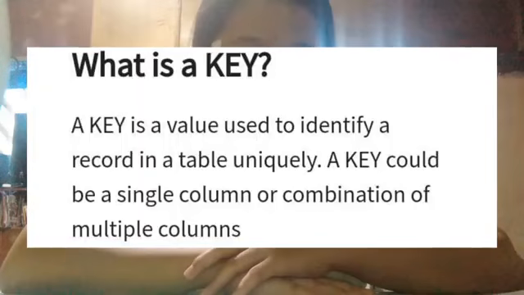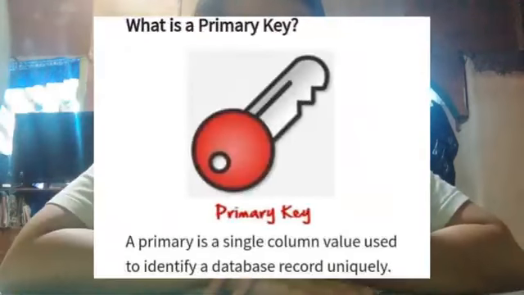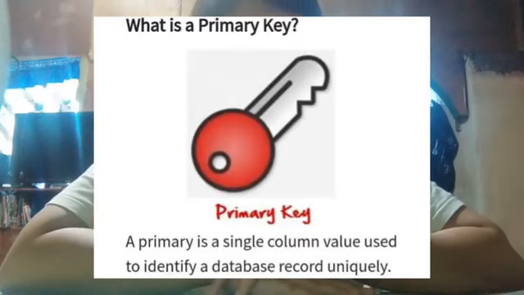But before we proceed, let's understand a few things. What is a key? A key is a value used to identify a record in a table uniquely. A key could be a single column or a multiple column combination. Take note, columns in a table that are not used to identify a record uniquely are called non-key columns. Second, what is a primary key? A primary key is a single column value used to identify a database record uniquely.